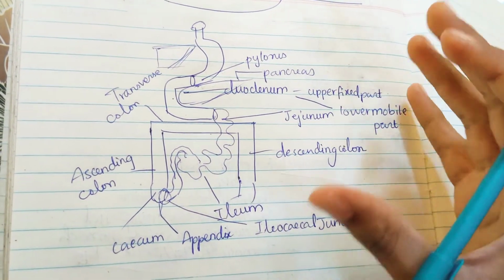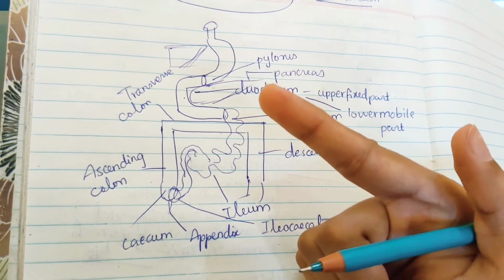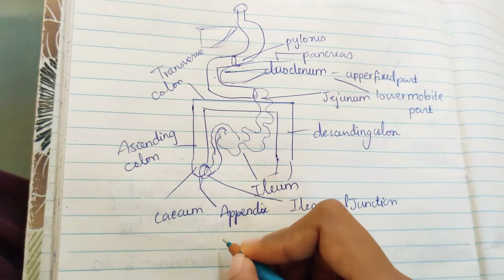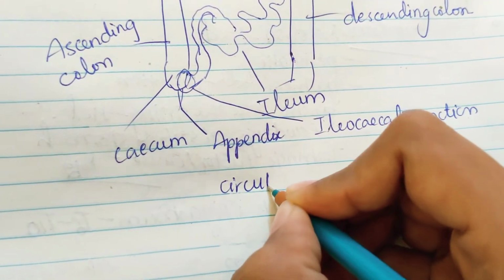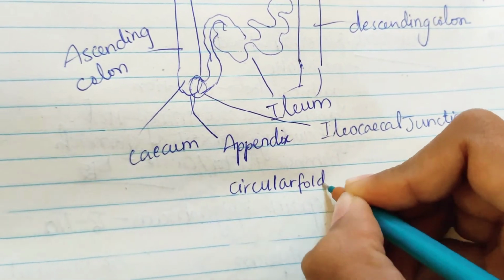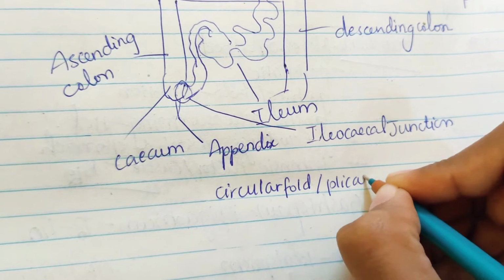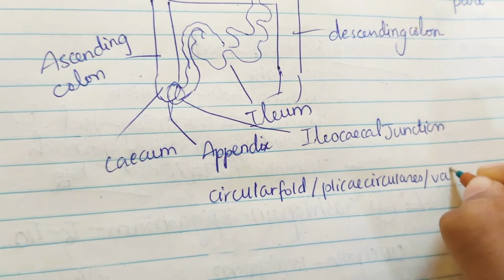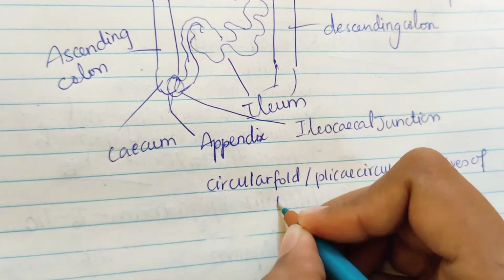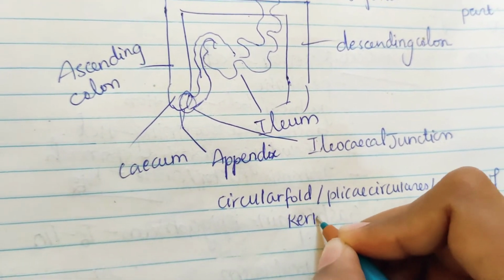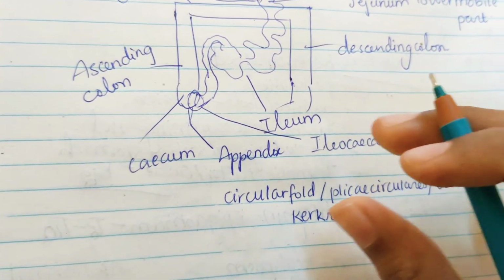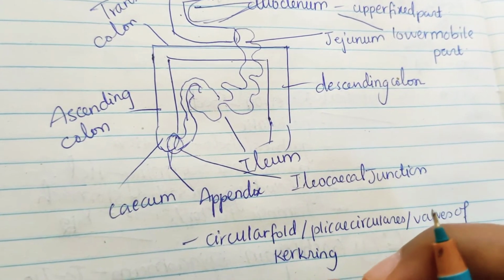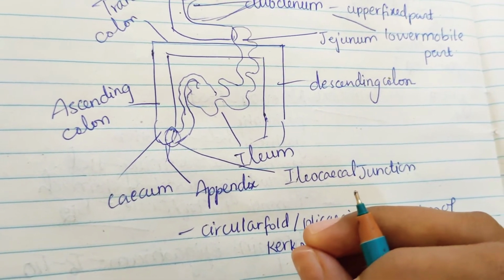Now coming to some important points in the small intestine. You have circular folds of mucous membrane in the small intestine, like plicae circularis, also called valves of Kerckring. Actually they are like circles found inside the small intestine. Why are they present? They are permanent folds which are not obliterated by distension.